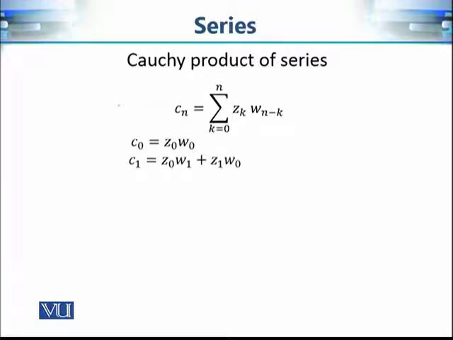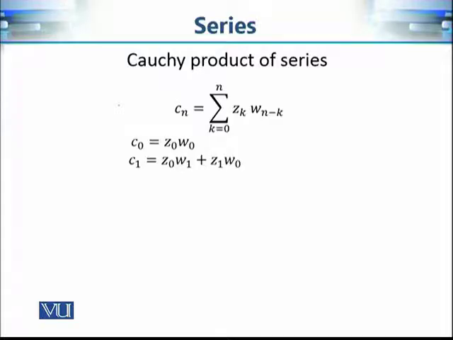Now if n is equal to 1, then it is going to be the sum over k equal to 0 to 1, and so there are going to be two terms. The first term corresponds to k equal to 0, and the second term corresponds to k equal to 1. When we put k equal to 0, it is going to give me Z0 W1, plus when k is equal to 1, it is going to give me Z1 and W1 minus 1, which is W0. Now what do we observe from these two terms?